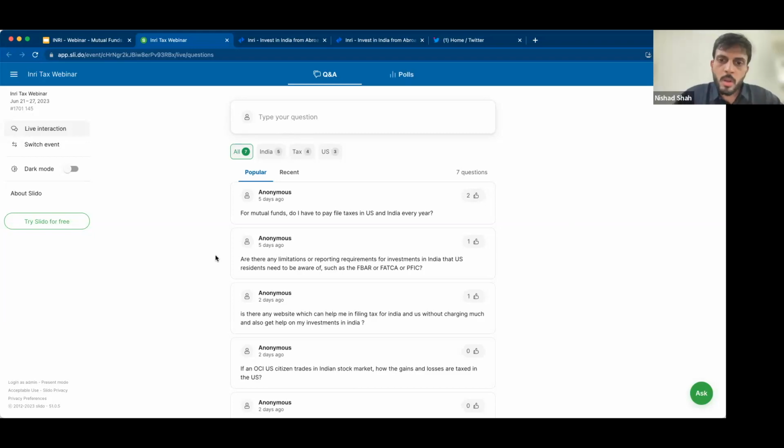Got it. Are there any limitations or reporting requirements for investments in India that US residents need to be aware of? I think we have covered this in the course of the presentation.